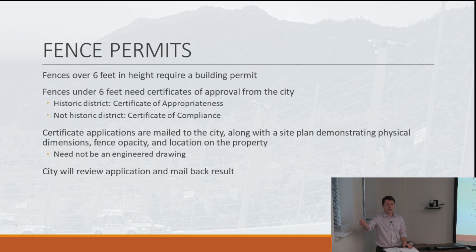So you send it to the city. Of course, you've got to send your application fee too, and they turn it around pretty quickly and they say, here's your certificate of appropriateness. You're fine to build your fence.